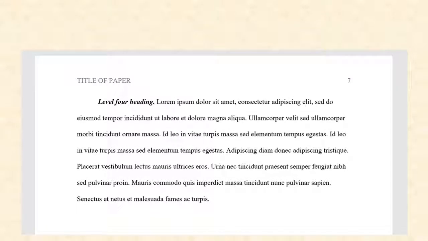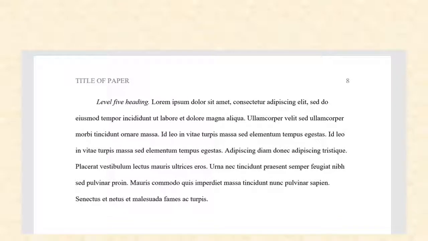A Level 4 heading is similar to a Level 3 heading. It's also part of the paragraph. It also is capitalized like a sentence. It's bolded, and it has a tab to start with. However, unlike a Level 3 heading, it's also italicized. And lastly, a Level 5 heading is similar to a Level 4, except it's not bolded.